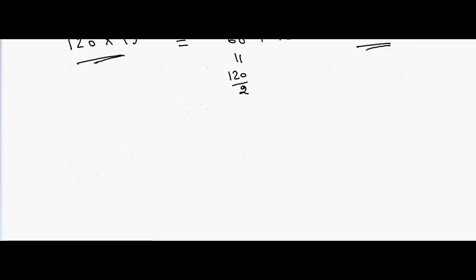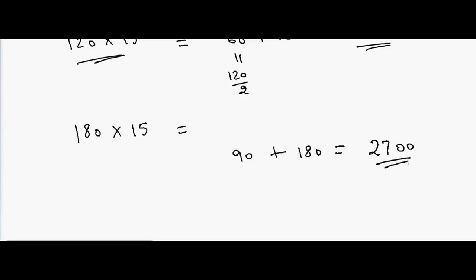So again, if I have 1800 to multiply by 15, that will be equal to half of 180 is 90 plus 180, so 18 and 9, that's equal to 27. I have two zeros in the end, so that's our answer.